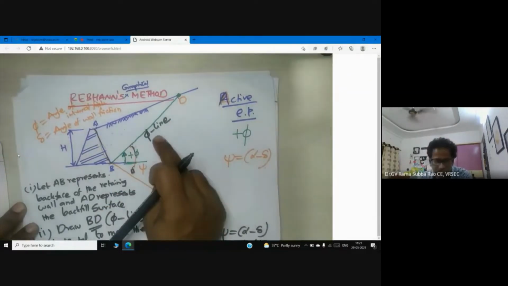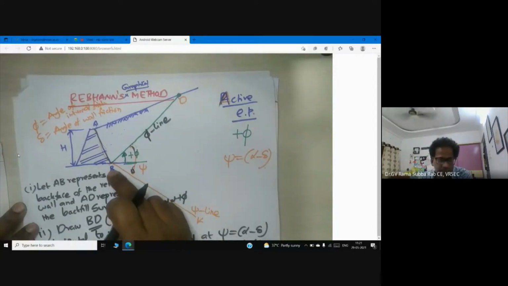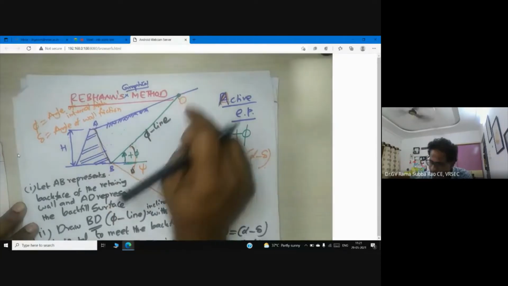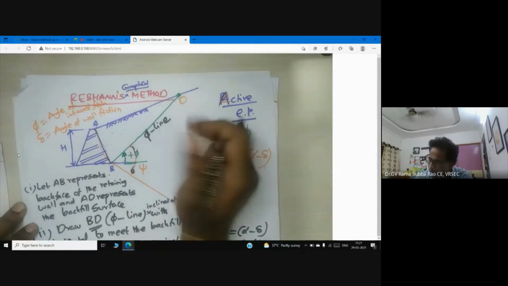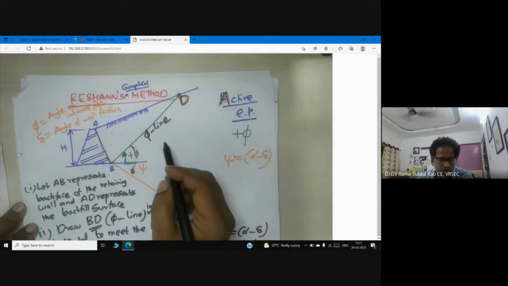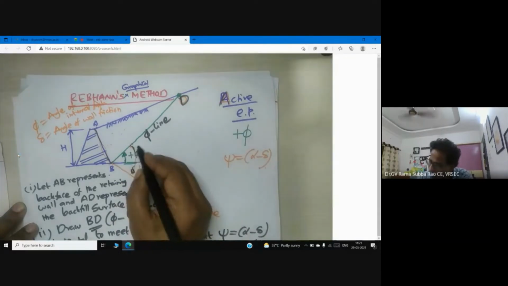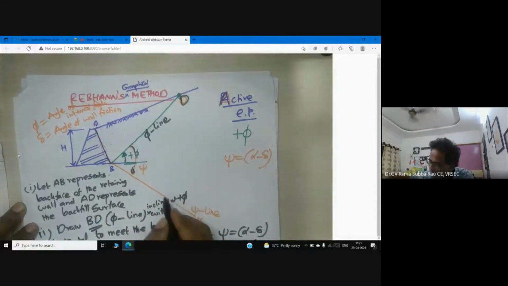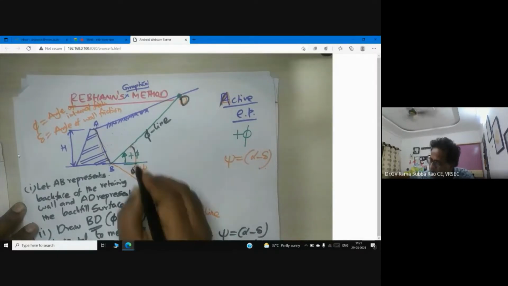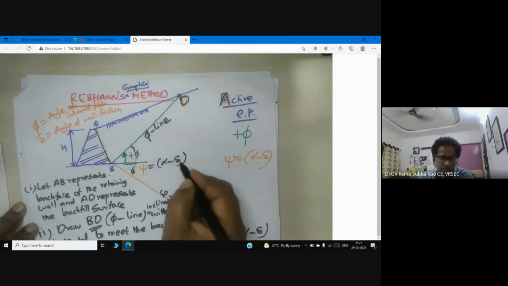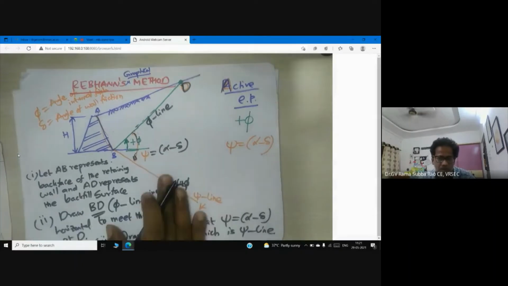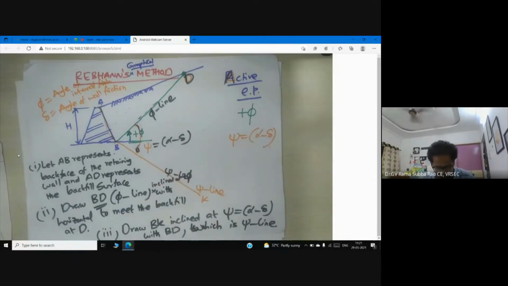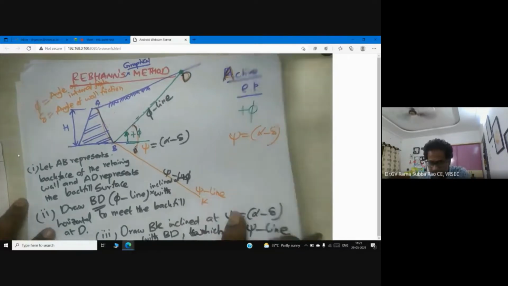First you draw the phi line from B. This is the heel of the retaining wall. Draw a line with an angle plus phi, which intersects the backfill surface at a point D. Now what do we have to do? We have to draw a line, which I would like to call the psi line, which makes an angle alpha minus delta with respect to the phi line. So this is the introduction to the basic phi line and psi line. Now let us proceed.